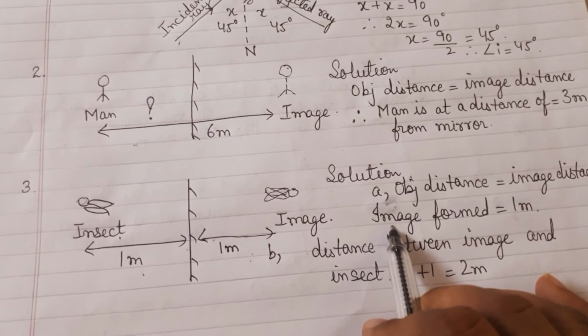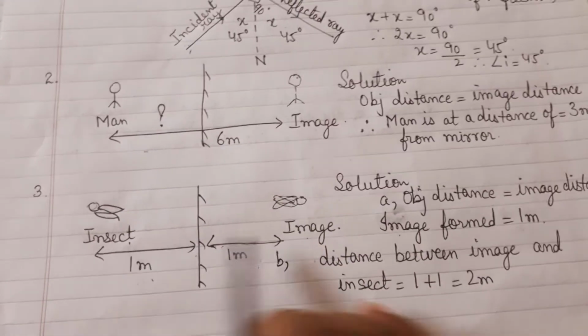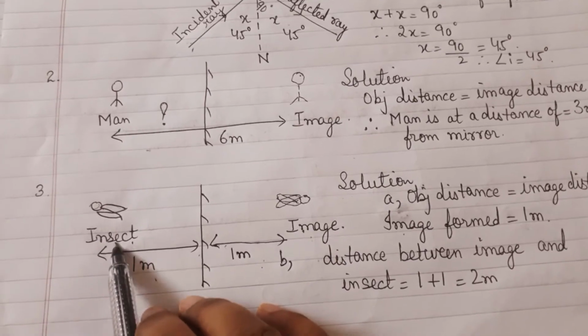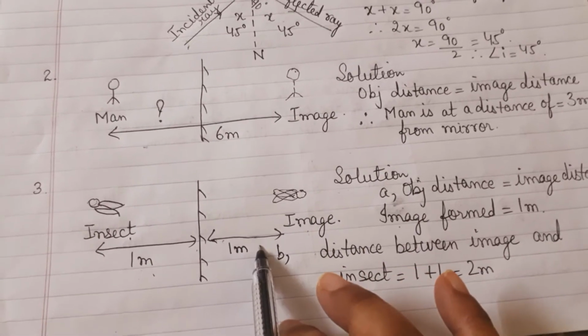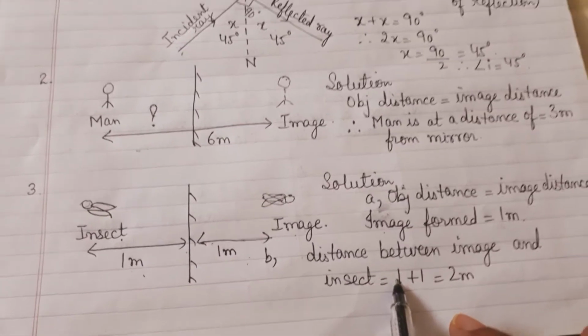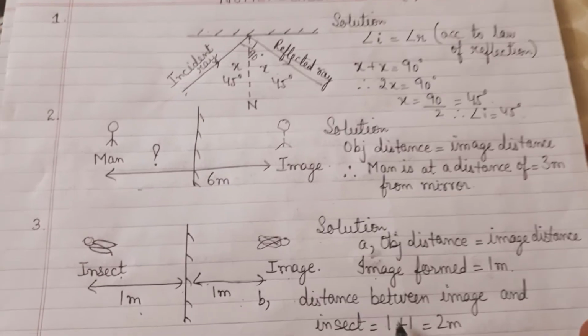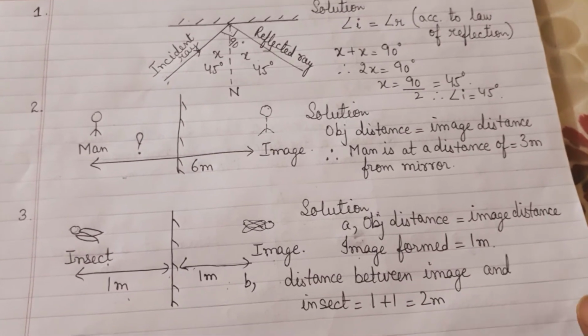Part B says what is the distance between the insect and its image. So the distance between the insect and its image would be, as we know, object distance is equal to image distance. It would be 1 plus 1, and that will be equal to 2 meters. So this is the third numerical problem. I hope you have understood these 3 numericals. Now we move on to the fourth numerical problem.